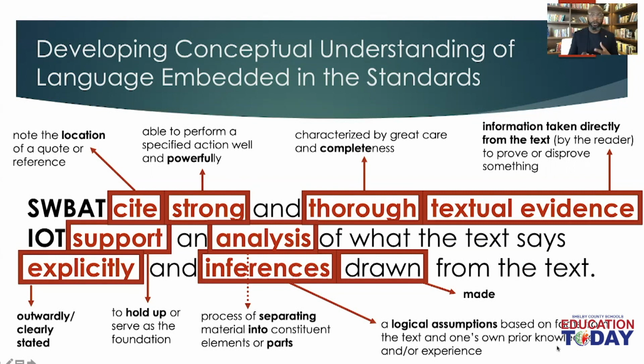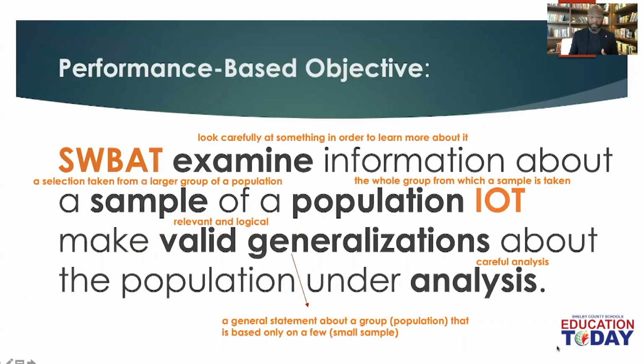So solid instruction always begins with students' understanding of the academic language to which they will be exposed during the gradual release process. And if that's true for ELA, it's also true for mathematics. So if children are going to be learning how to examine information about a sample of a population in order to make valid generalizations about the population that's under analysis, gradual release can only begin after children possess conceptual understanding of the academic language that will be a part of the instructional conversation and the assessment opportunities.